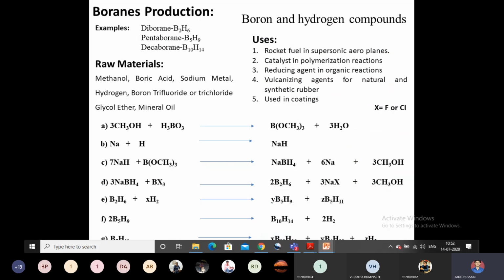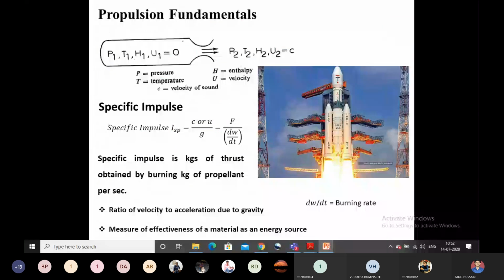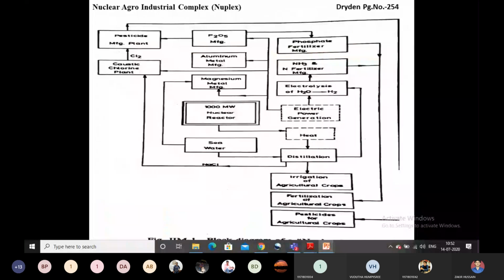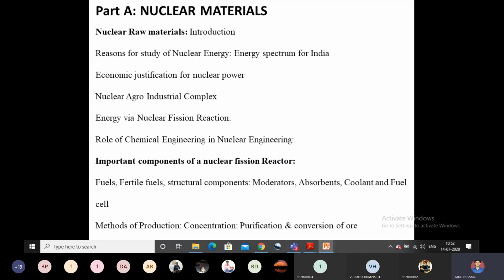Okay, we will quickly revise unit one. Okay, this is unit one. It is titled Nuclear Materials and Explosives and Propellants, in which part A will contain nuclear materials and part B will be the explosives and propellants. In part A, on nuclear materials, we will discuss what the nuclear materials are in the introduction and how nuclear energy is important to India, especially to our country.